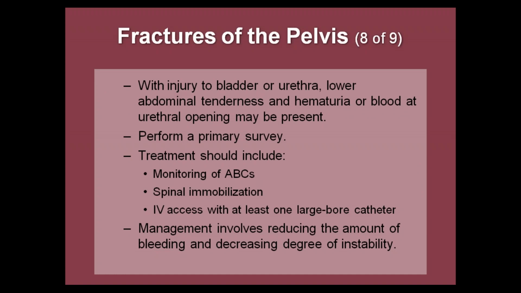You want to perform a primary survey, of course, treat any massive hemorrhage, monitor ABCs, and apply spinal immobilization as needed, or at least consider it. Place large bore IVs for fluid replacement and try to maintain a good BP. Management involves reducing the amount of bleeding and decreasing the degree of instability. So we're going to try to stabilize the best we can and provide some type of bleeding control.